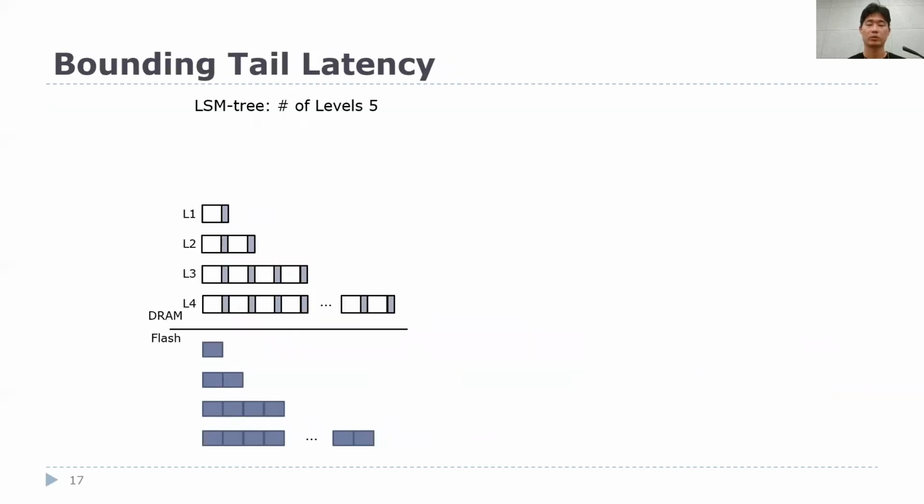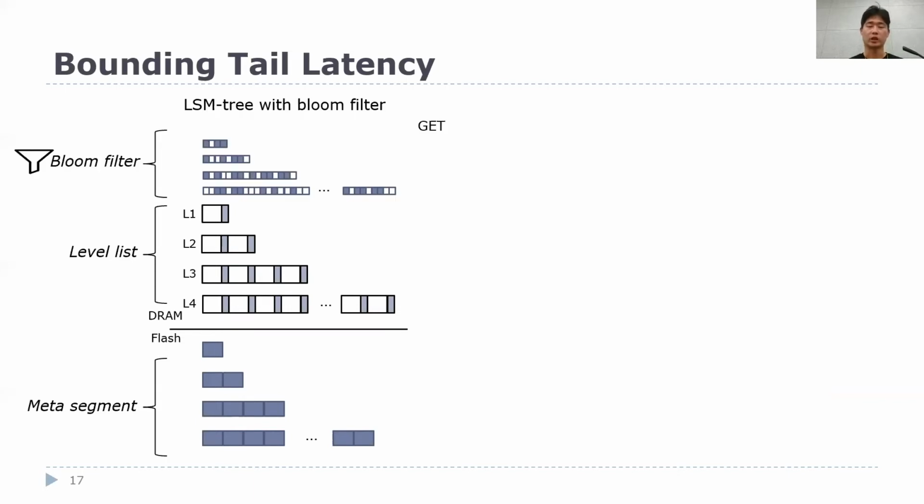Let's look at an example of the get operation in the LSM-tree. Suppose an LSM-tree has 5 levels, except for level 0. The LSM-tree has 4 level lists and 4 sets of meta segments. To improve the get performance, it adopts the Bloom filter like a conventional LSM-tree. Then, first of all, check the existence of the key by using the Bloom filter. Then it finds the target address of the meta segments in the level list. By reading the meta segments, the address of the target key value pair can be retrieved.